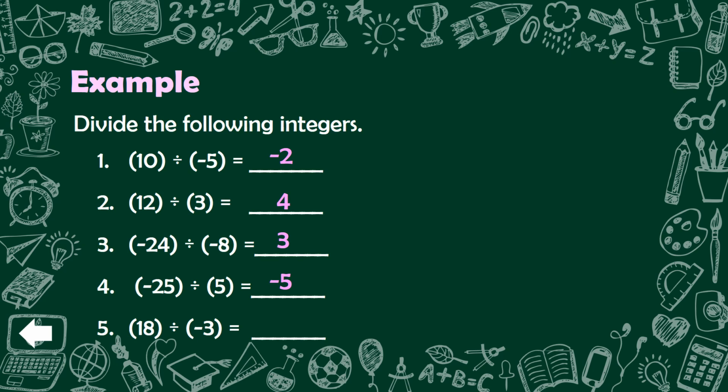And last, number 5, you are doing great. 18 divided by negative 3 is equal to negative 6.